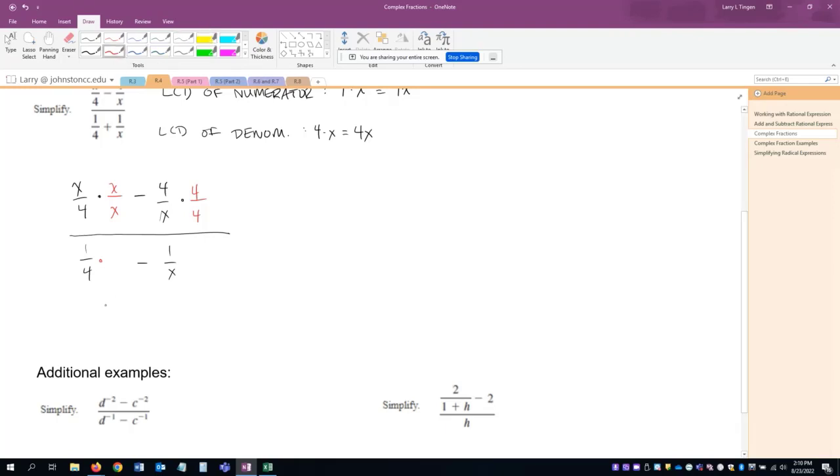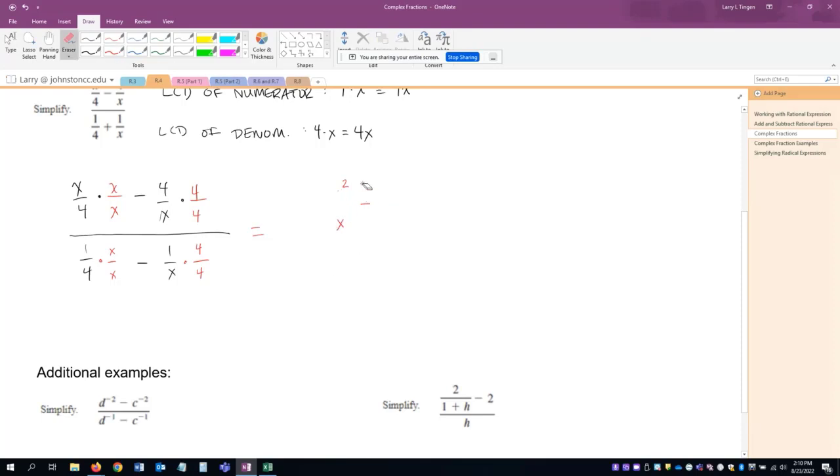Let me talk it all the way out. So the common LCD of the numerator is 4x, the LCD of the denominator is 4x. I have 4, I want 4x, so I multiply the first by x over x. Over here I have x, I want 4x, so I multiply by 4 over 4. What does this do? Okay. This does what? x times x is x squared over 4x.